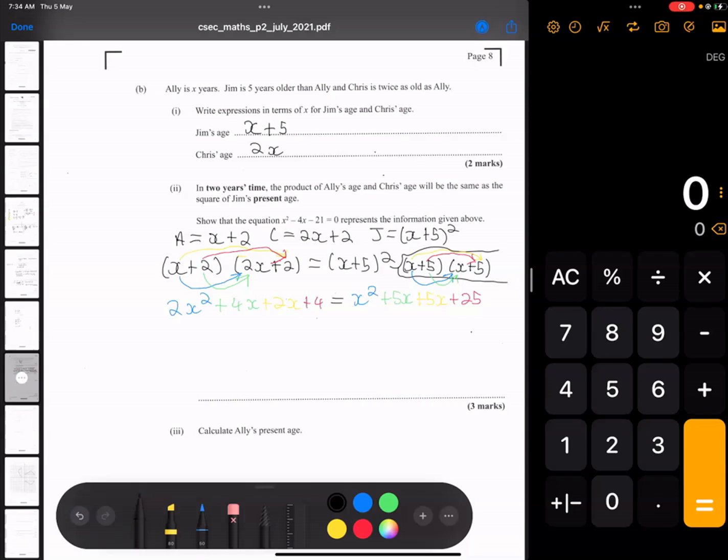So 2x squared plus 4x plus 2x plus 4. We could then rewrite this as 2x squared plus 6x, because 4x plus 2x is equal to 6x, plus 4, and that equals x squared plus 5x, which gives us 10x, plus 25. Oh, I forgot the x with the 10.